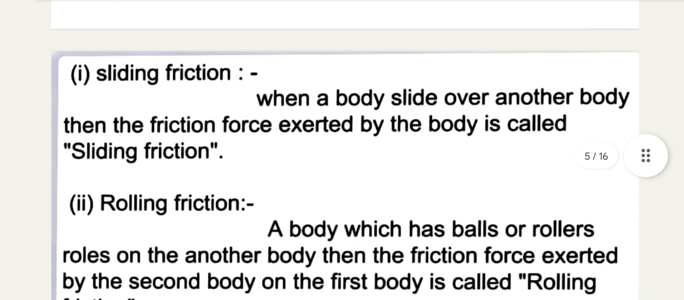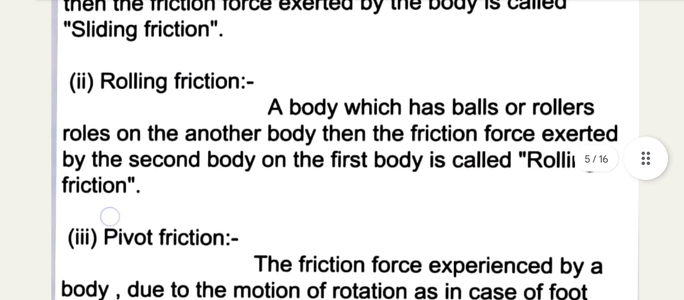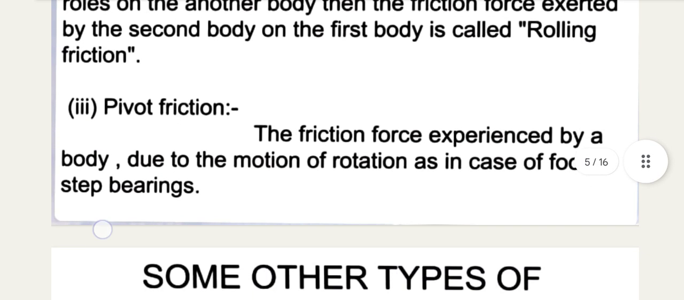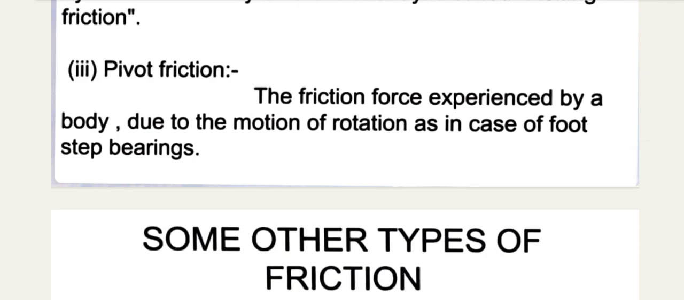First one, sliding friction. When a body slides over another body, then the friction force exerted is called sliding friction. Next one is rolling friction. When a body which has a ball or roller rolls on another body, then the friction force exerted between the second body and the first body is called rolling friction. And pivot friction: the friction force experienced by a body due to the motion of rotation, as in the case of a footstep bearing.